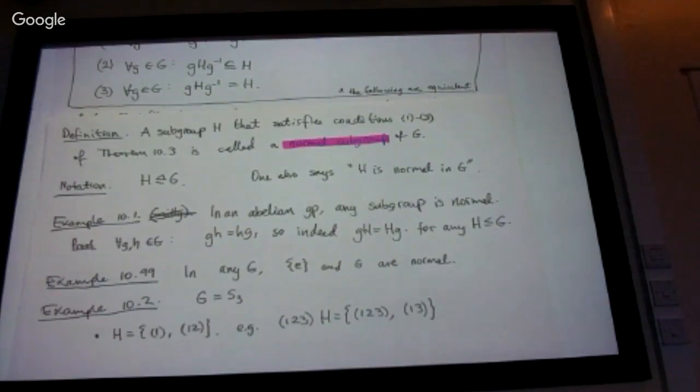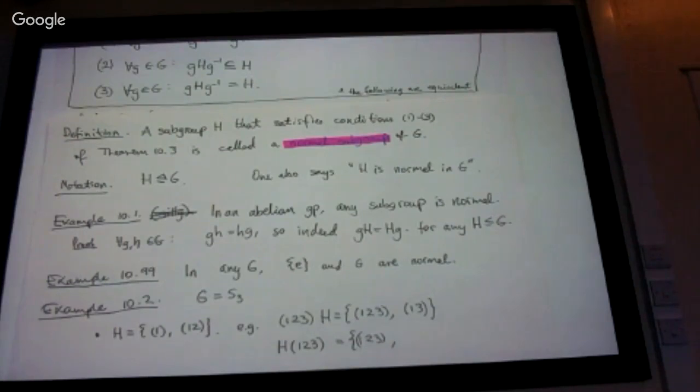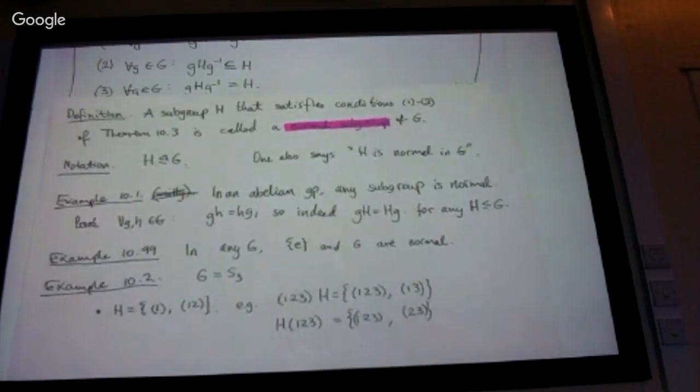So you get these two elements in the coset. If you do it from the other side, you get (1 2 3) again, but (1 2) followed by (1 2 3) is different: 1 goes to 2, goes to 1, so 1 goes to 1. 2 goes to 3 and stays there, and 3 goes to 1, goes to 2, so you get (2 3). So they're not equal, and therefore this H is not normal. It makes sense to define what a normal subgroup is, because there are some subgroups that don't satisfy these conditions.